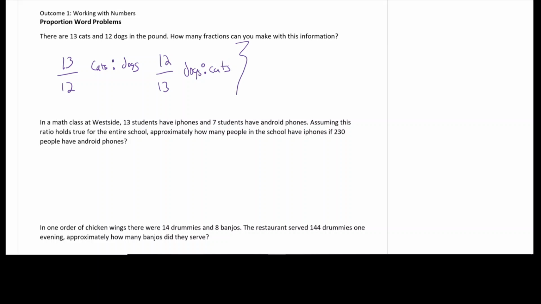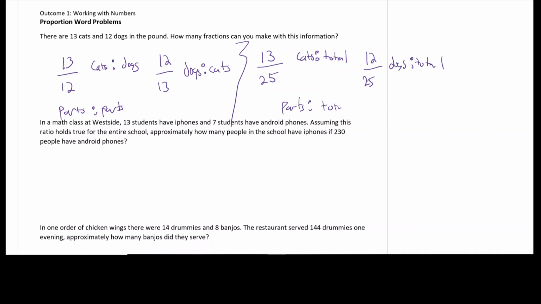Now, there's actually 2 more fractions that we need to recognize are there. And those are the fractions 13 out of 25, and that's the ratio of cats to total. So with 13 and 12, there's a total of 25 animals. So sometimes the problems are going to need the total involved. And the other one then would be 12 out of 25. That's the dogs to total ratio. So these first 2 are called parts to parts ratios. And these 2 are parts to whole or parts to total, however you want to say it.